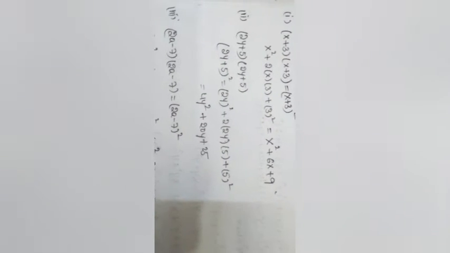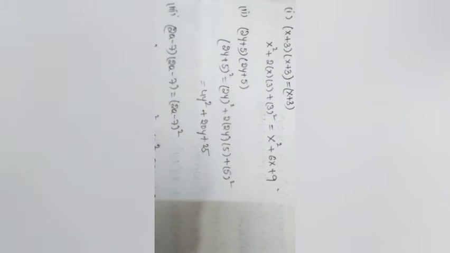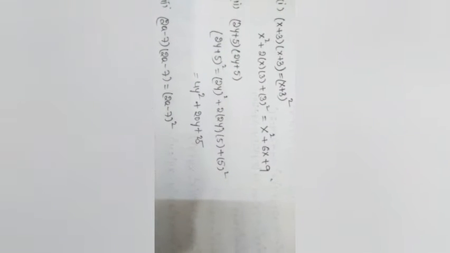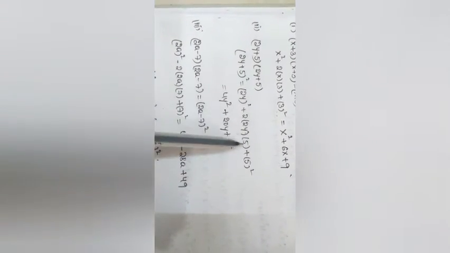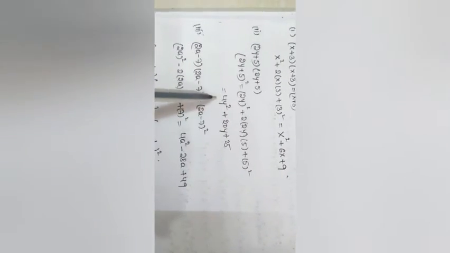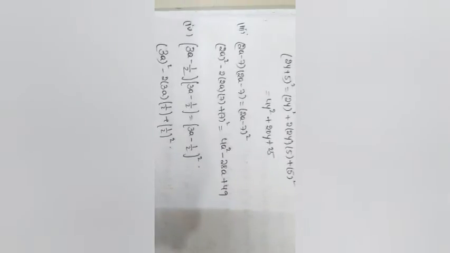Second bit is the same as the first bit. 2y plus 5 into 2y plus 5, it is in the form of a plus b into a plus b. So 2y plus 5 into 2y plus 5 is 2y plus 5 whole square. So it is in the form of a plus b whole square. So 2y whole square plus 2 into 2y into 5 plus 5 square. So a square plus 2ab plus b square. So you will get the expression.